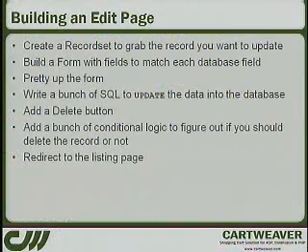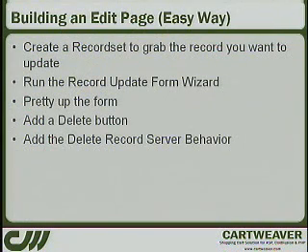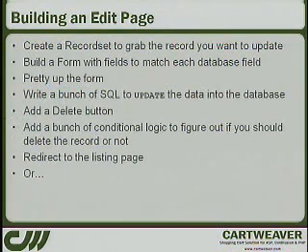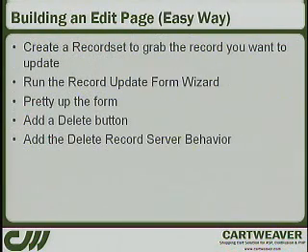Now on the Edit Author page, I need to do a few things. I need to create a record set first, because now I'm going to be displaying information that's already in the database. So I'm going to create a record set to grab my author information. Then I'm going to build a form to match all my databases, pretty it up, write some SQL, add a delete button, add some conditional logic, blah, blah, blah. Or I'll create a record set, use the record update form wizard, add a delete button, and then add the delete record server behavior. So using the server behaviors, I can go from all of that to just a few steps. Okay? This just looks like as much because it's bigger text. It really is easier. Okay?